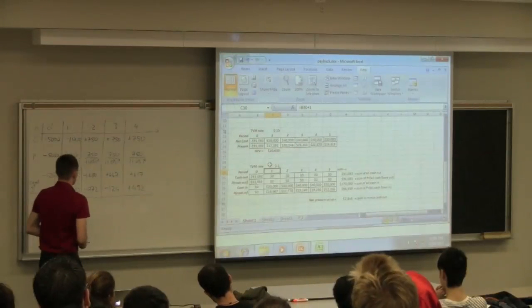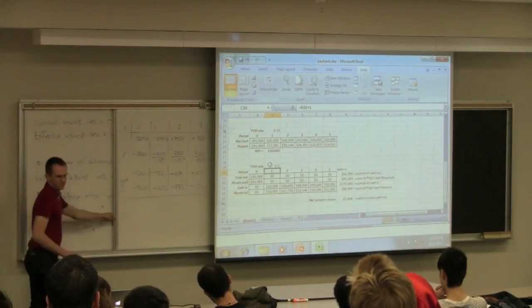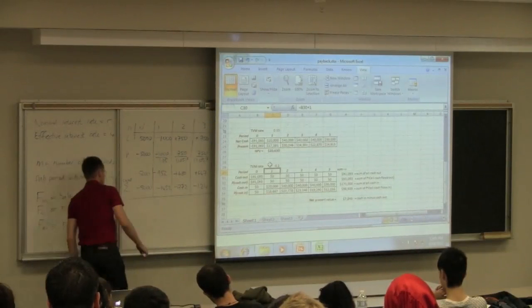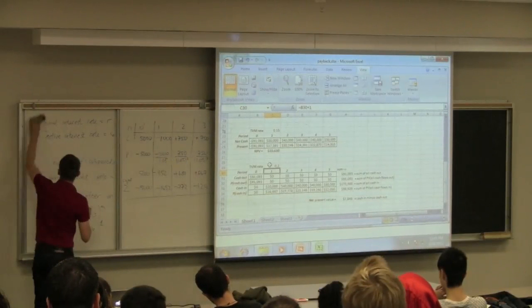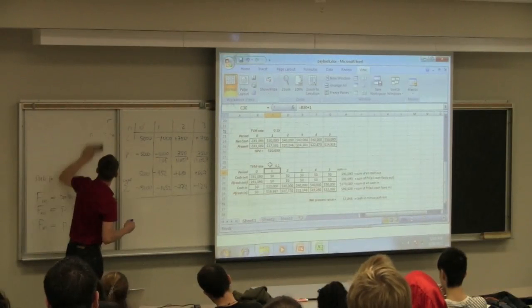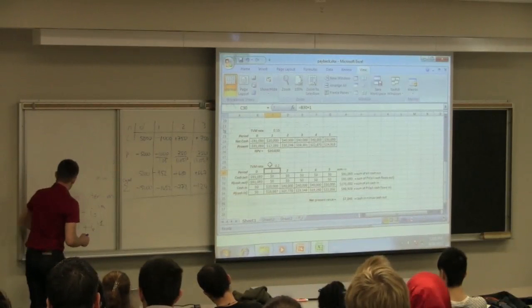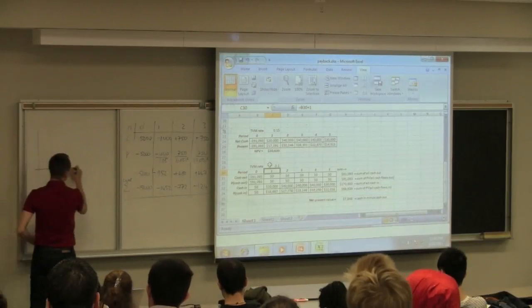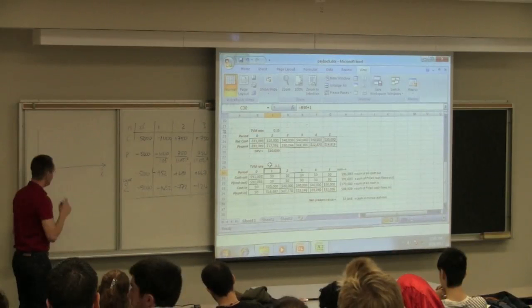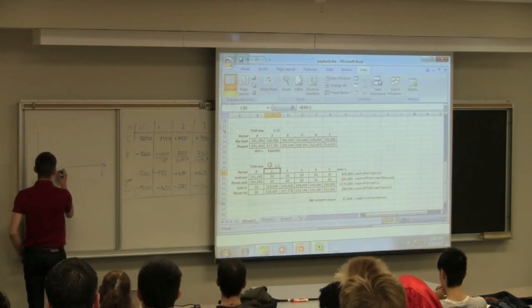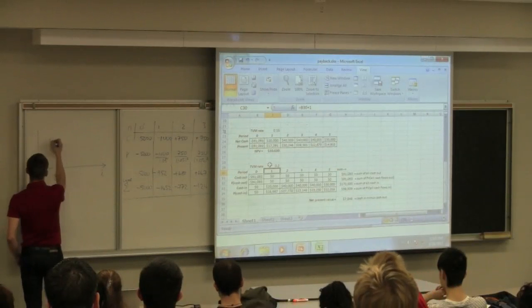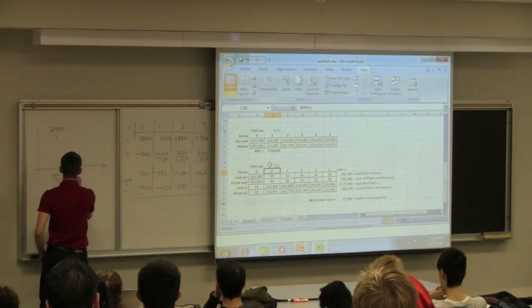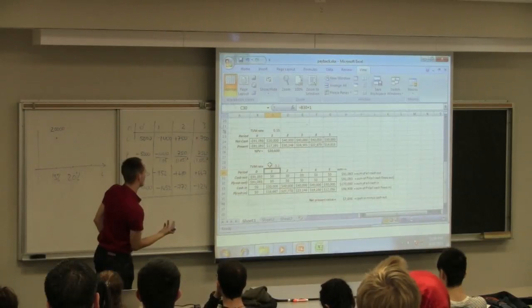So let's just track this a bit graphically. So there's my interest rate I. We've had that 15%. I had an NPV of around $20,000. For 20%, I've got $7,500.